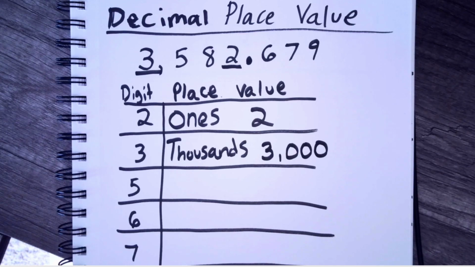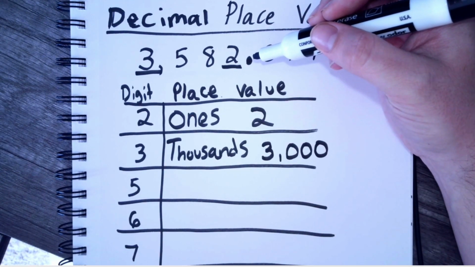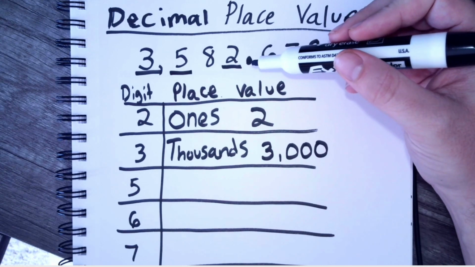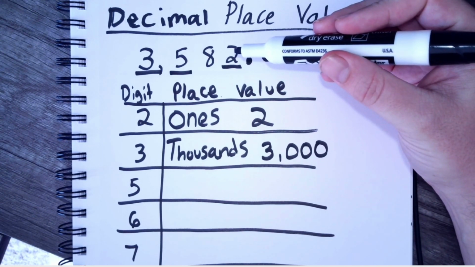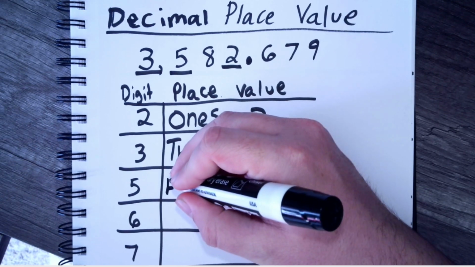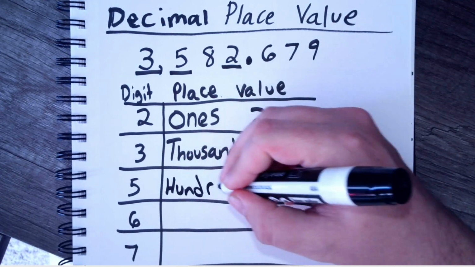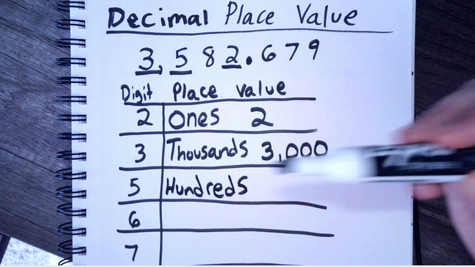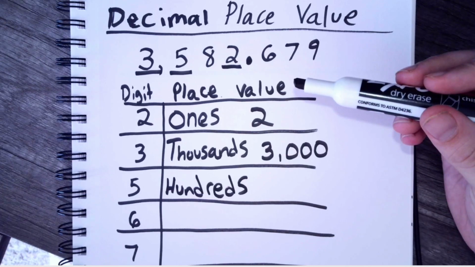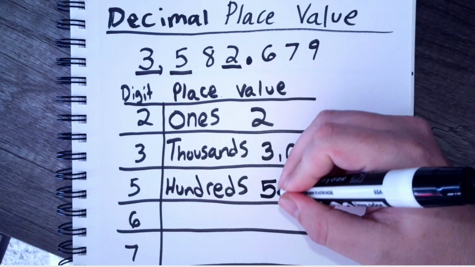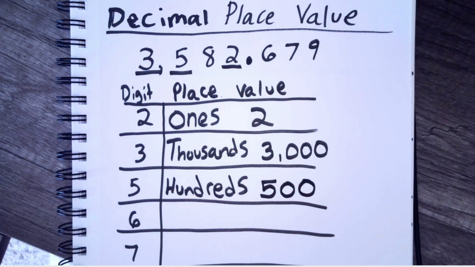Okay, next we have the 5. So again, I find my decimal. I see the 5 is on the left of the decimal, so I locate the 5. I've got to count my whole number places. So it's ones, tens, hundreds. So that 5 is in the hundreds place. If I have a 5 in the hundreds place, what is that 5's value? Yes, it would be 500. Got a couple more digits to go.